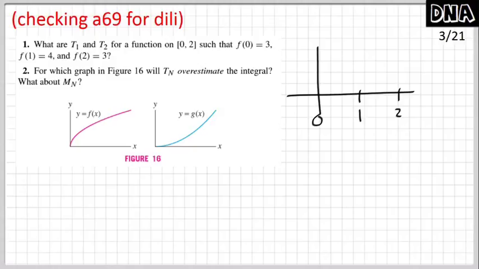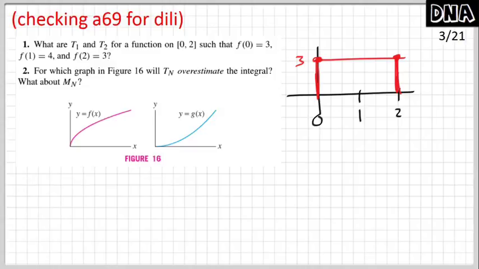trapezoid. So if you have one trapezoid, one side would be this side and one side would be this side. But we do know how high they are. Do you know how high those sides are or how long they are? Yeah, because we have f of 0 right here at 3. So this goes up to 3. And then we also have f of 2. That one also goes up to 3. So if I were to draw my shape, it would just be a rectangle.